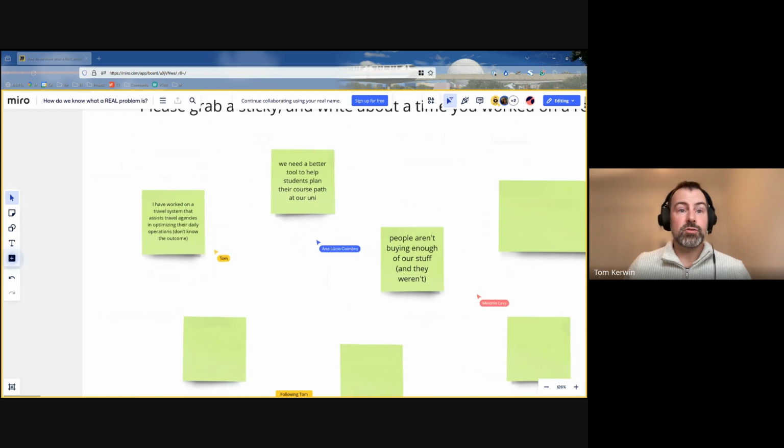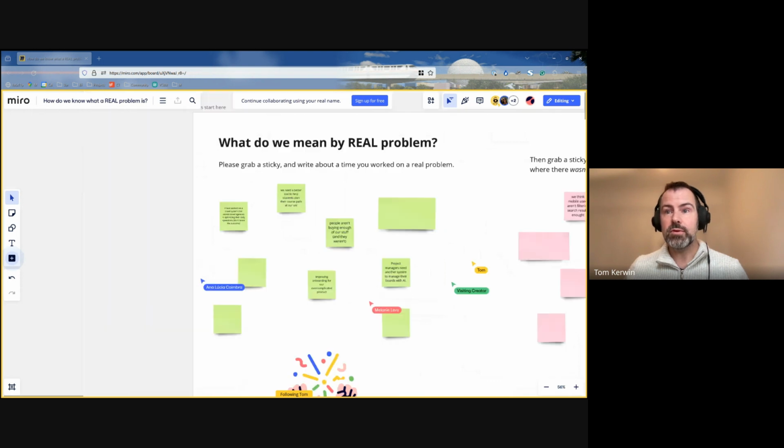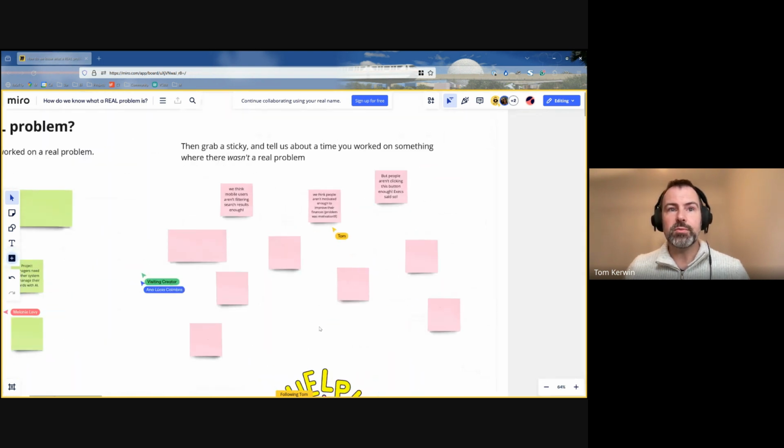Oh, nice. Worked on a travel system that assists travel agencies in optimizing their daily operations. Interesting. A better tool to help students plan their course path at our uni. People aren't buying enough of our stuff, and they weren't. Yeah, these are interesting. Oh, improving onboarding for our overcomplicated product. Project managers need another system to manage their boards with AI. Okay, real problems, good. And what were not real problems?